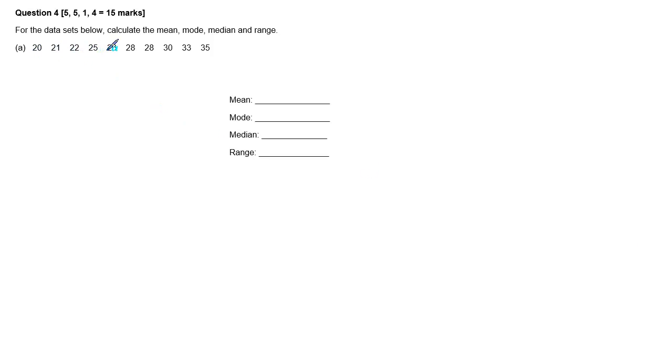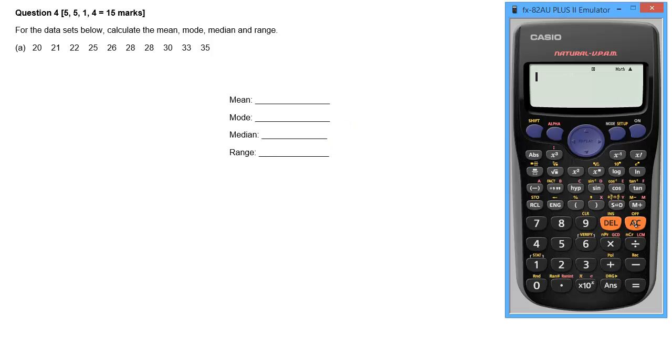For the data sets below, calculate the mean, mode, median, and range. So here we have a data set, and we can see that it's in numerical order at the moment. But remember, if you get one that isn't in numerical order, you're going to need to put it into order, specifically for finding the median, but it also makes the range and the mode easier to find as well. So the mean is the first thing.